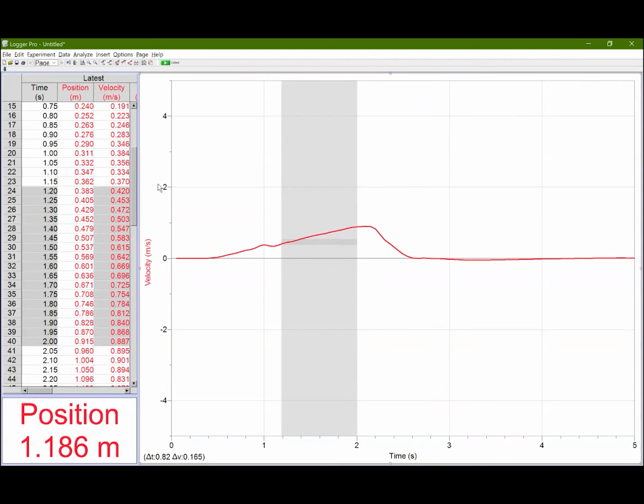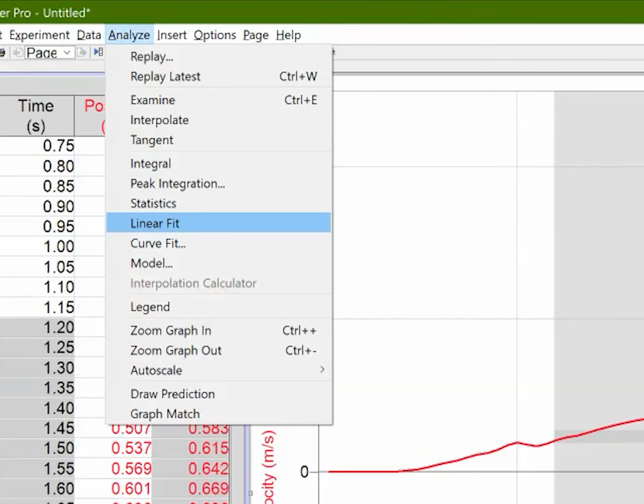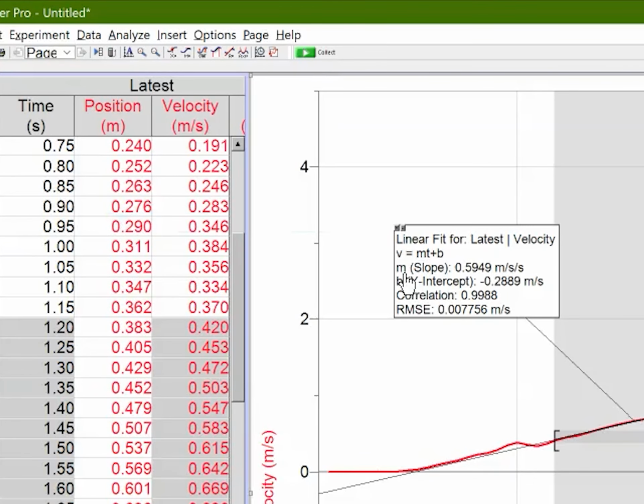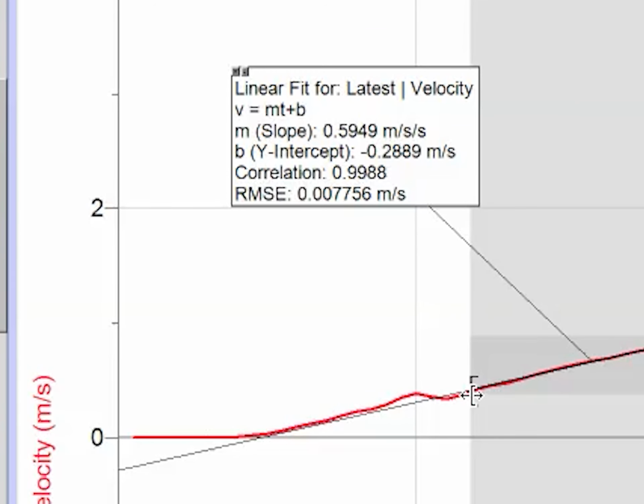So I want to click and highlight and then go Analyze, Linear Fit. Once I have a linear fit, oh, look at that. I can figure out what the acceleration is. I can even go back a little more and see if that changes it. We get here that the slope is 0.5949 meters per second squared. So now we know the acceleration of not just the mass that was hanging, not just the cart, but of that whole system. And so we immediately know a, and we can use that in Newton's second law, F net equals ma.